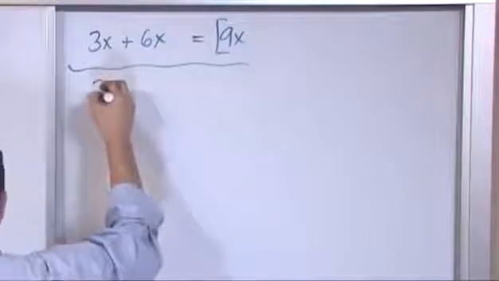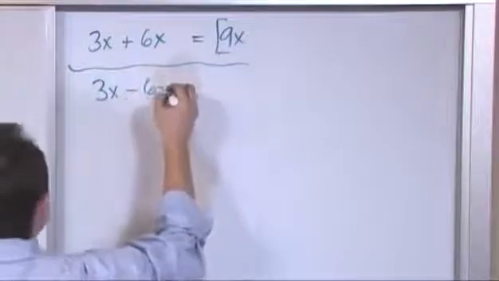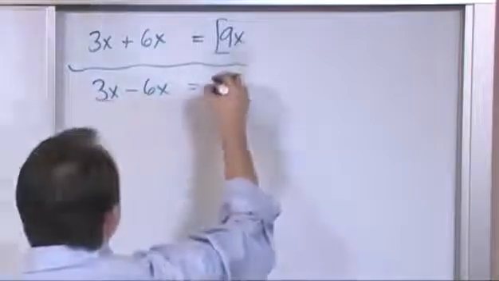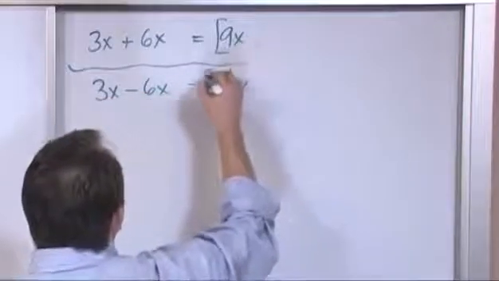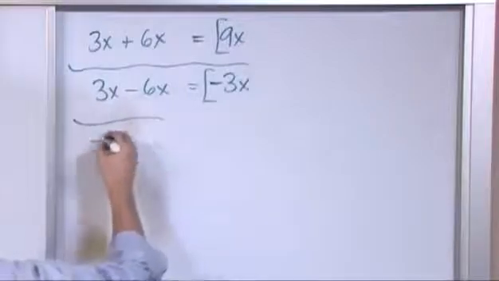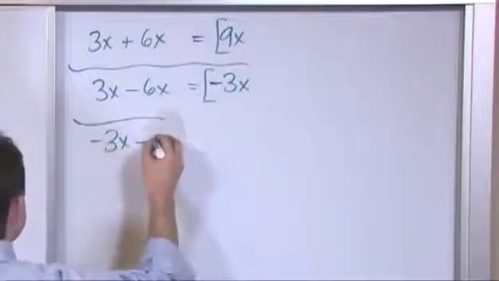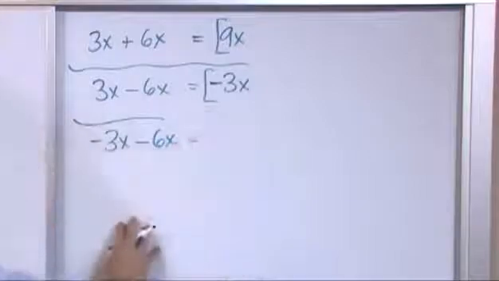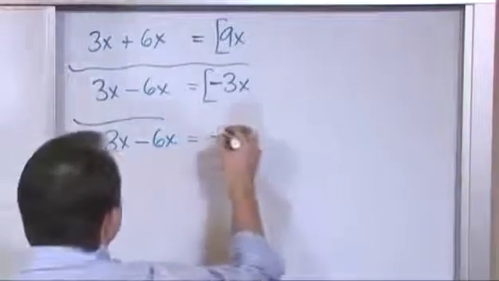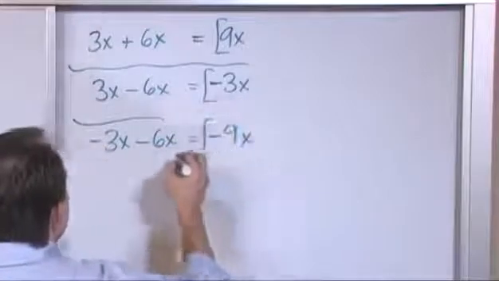What if I have 3x minus 6x? They totally match. So 3 minus 6 is going to give me negative 3x. And that's the answer because x has to stay along for the ride. What if I have negative 3x minus 6x? X matches. So negative 3 minus 6 is negative 9. X stays along for the ride.